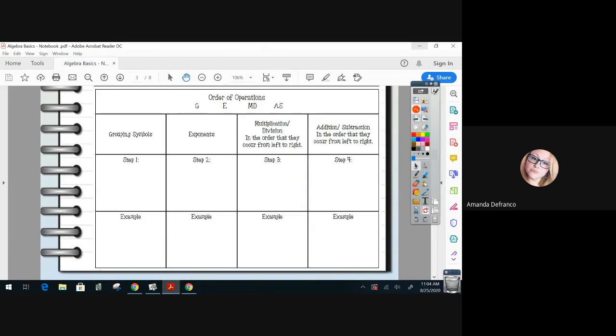GEMDAS is the exact same thing, except instead of calling it parentheses, they call it grouping symbols. Okay? So it's still just parentheses, y'all. So if we had 2 plus 7 inside of our grouping symbol minus 3, what would we do first? We would do what was inside of our grouping symbol, and what is 2 plus 7? It is 9. Then we bring down the 3.